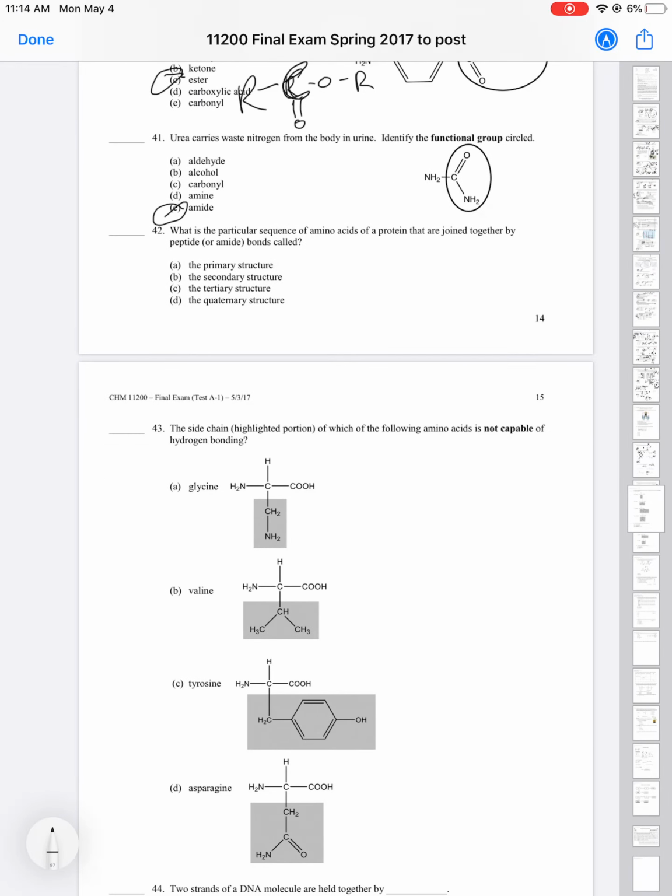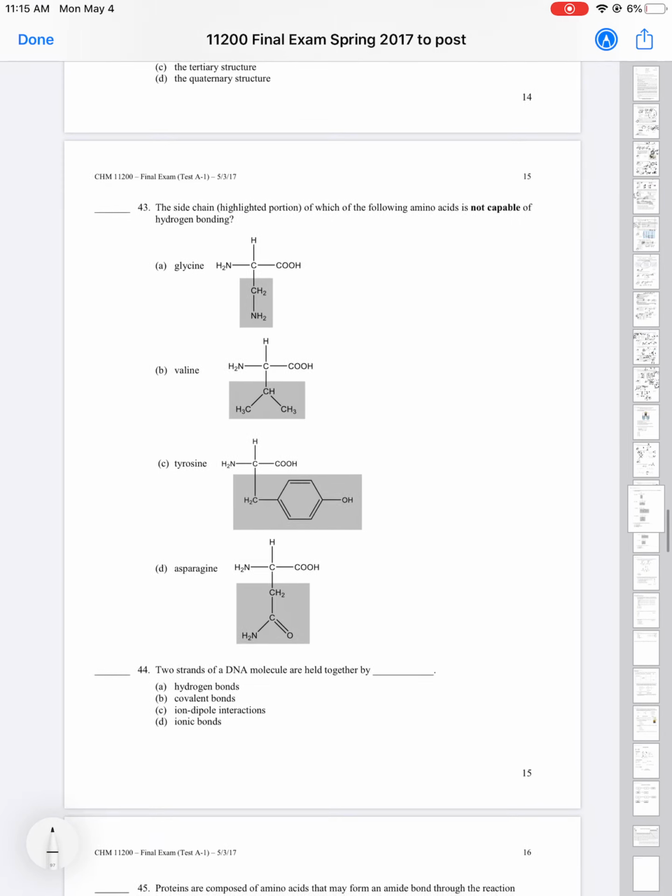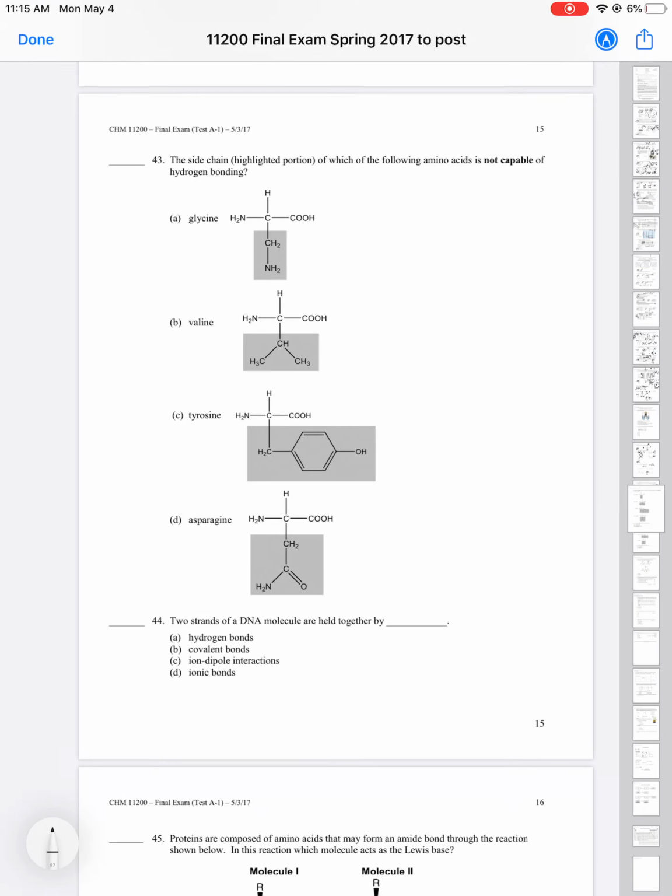What is the particular sequence of amino acids of a protein that are joined together by peptide or amide bonds called? Okay, remember when you have your amino acids, the connection of the amino acids is called the primary structure. The secondary structure is when you have the alpha helix and beta pleated sheets. The tertiary structure is when all those fold up into the 3D shape, and then the quaternary is when multiple amino acid chains come together to form the full protein, and not all proteins have a quaternary structure.